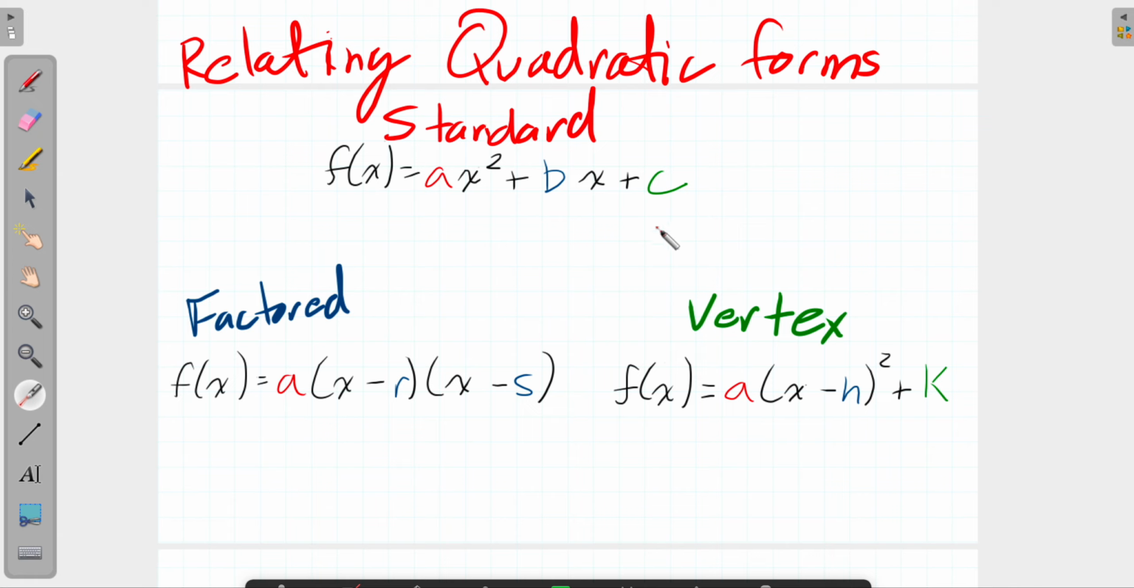The other letters, b and c, r and s, and h and k, are independent. They are strictly related to the form they're in. You only see b and c in standard form, r and s only in factored form, and h and k only in vertex form. So they don't pertain to any of the numbers in the other ones.